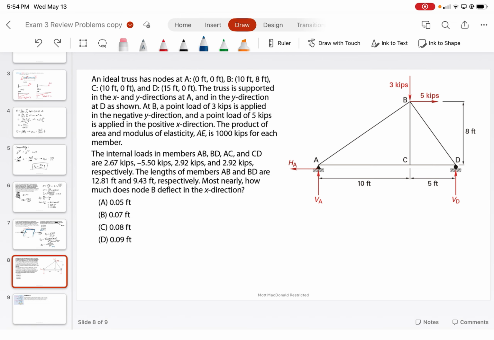The internal loads in members AB, BD, AC, and CD are 2.67, negative 5.50, 2.92, and 2.92 kips, respectively. All right, so it gives you the internal forces of the members already. The length of members AB and BD are 12.81 feet and 9.43 feet, respectively. Most nearly, how much does node B deflect in the X direction? I'll give you guys a few minutes to figure this out.